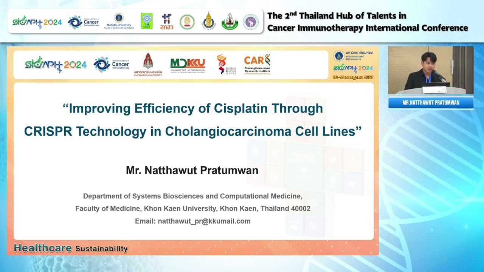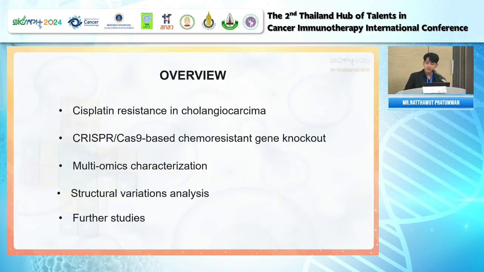Today, I would like to share about my research project on improving the efficiency of cisplatin through CRISPR technology in cholangiocarcinoma cell lines. This is the overview of my talk today. To begin with, I will introduce cisplatin resistance in cholangiocarcinoma, followed by CRISPR-Cas9 based chemoresistant gene knockout. And the main point of today is the characterization using the multi-omics approach, and some data of my project is from the structural variations analysis.